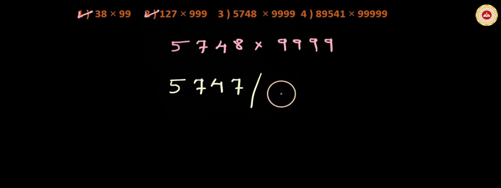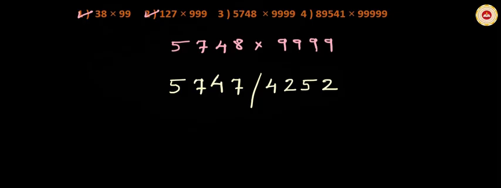How to calculate right part? Subtract these 4 digits from 9. 9 minus 5, 4. 9 minus 7, 2. 9 minus 4, 5, and 9 minus 7, 2, right?